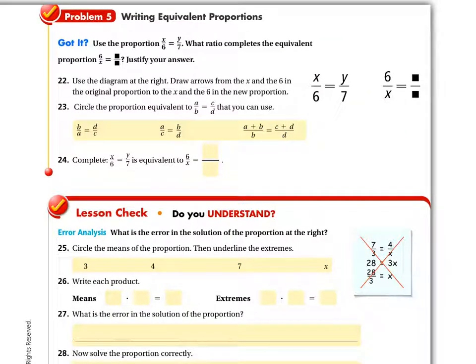So let's finish up our notes for 7-1. We should be at problem 5. Ian, if you need the notes, I have them here. Right up here. So problem 5 says use the proportion x over 6. So you're going to use this proportion x over 6 equals y over 7.